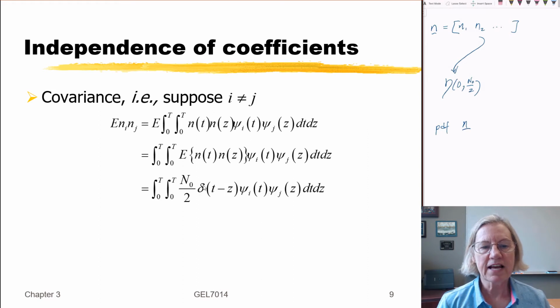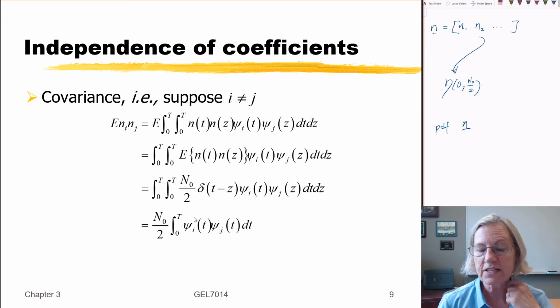Once again, we have a delta function, N0/2, t minus z. Once again, this drops to a single integral. So far, everything has been the same. What's different now is that we have the inner product of basis vector i with basis vector j. And again, we're looking at an orthonormal basis.